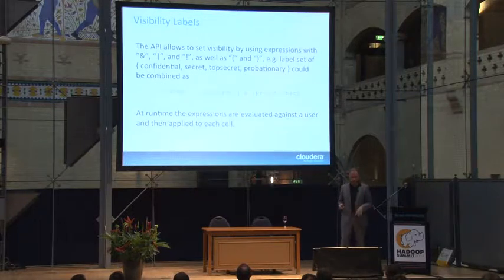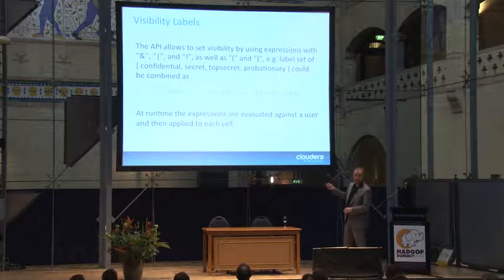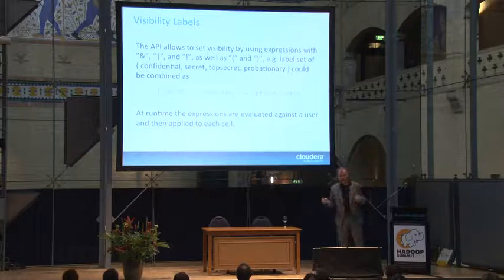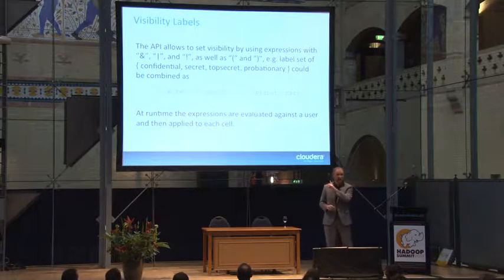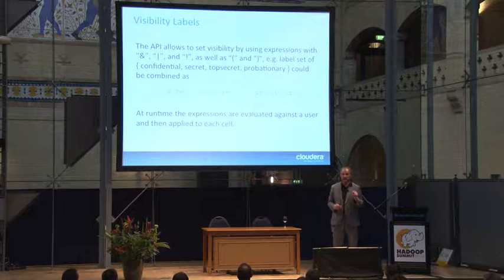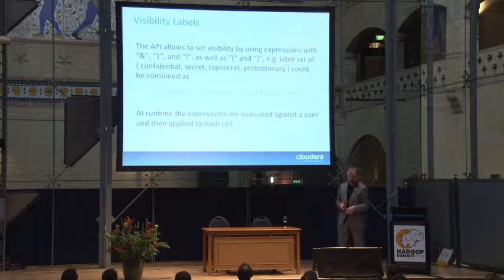The way this works, and this is the end of this here, is we need labels. For example, if you had this sort of set of privileges, confidential, secret, and so forth, you could combine them into what is allowed to see. For example, you could say they have to be secret and top secret, but you can't be a probationary level. So if someone with probationary authorization comes in, he would not be able to see that particular cell. At every cell in Hbase, every value that you store, you can attach these labels, and then when someone tries to read them, they get evaluated, and you can control who can see it, and who can't.